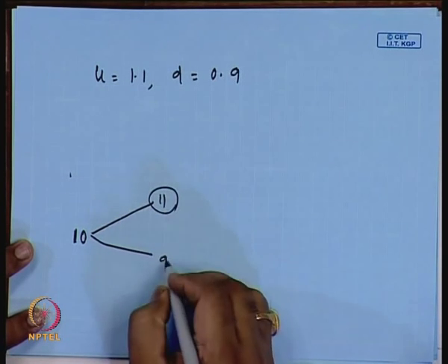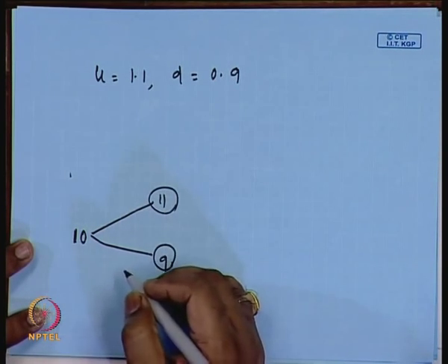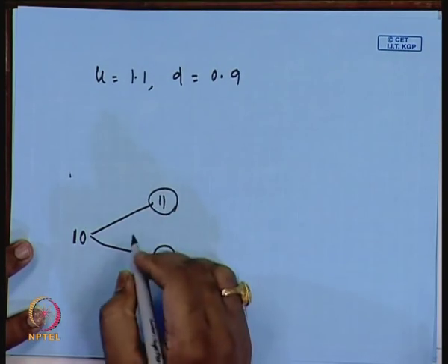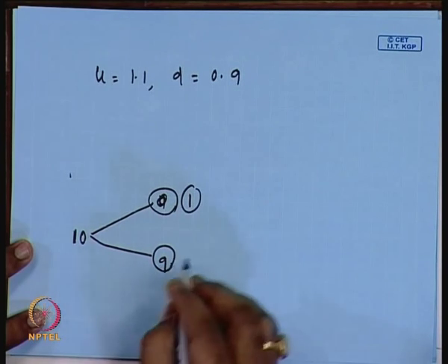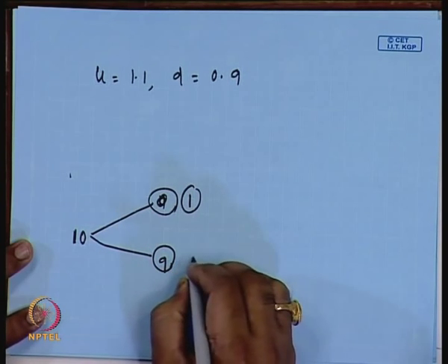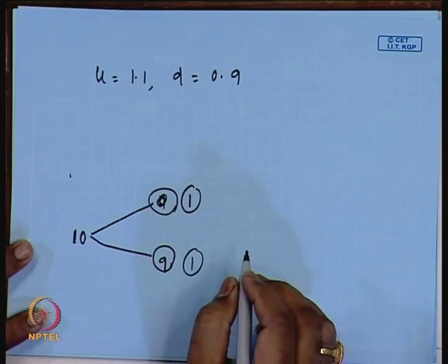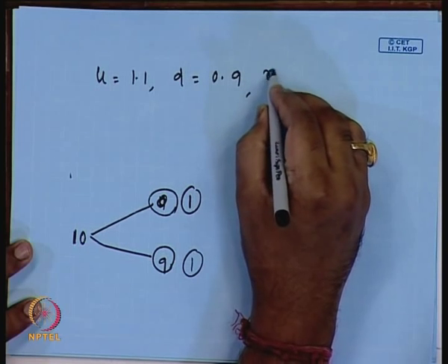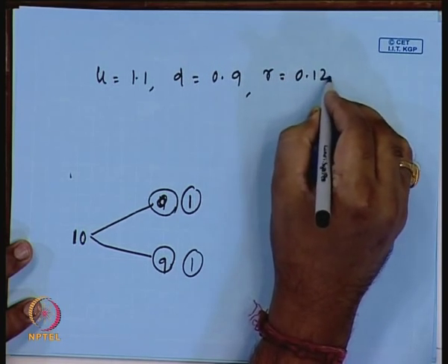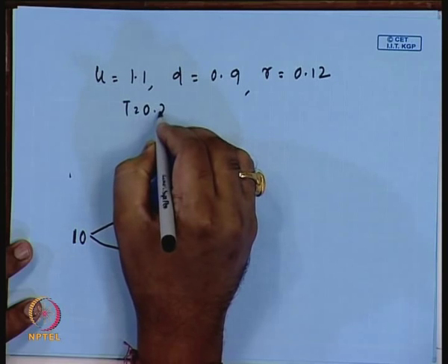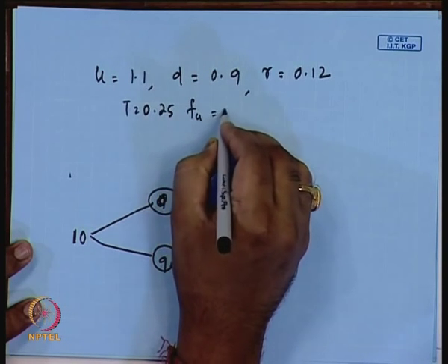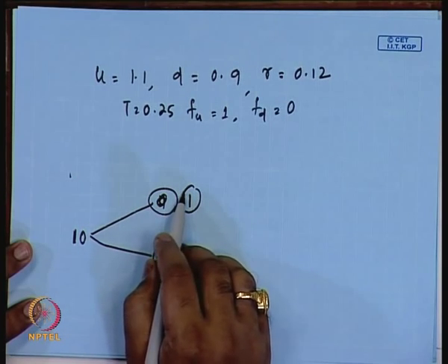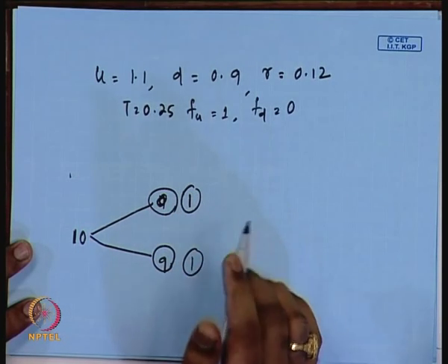So, this is the way generally you can derive this. Then U is equal to 1.1, D is equal to either it will increase by 1 unit or it will decrease by 1 unit. So, let U is equal to 1.1, D is equal to 0.9, then R is equal to 0.12, then T is equal to 0.25, then F of U is equal to 1, then F of D is equal to 0. So, if it will increase by 100%, then it will not decrease.